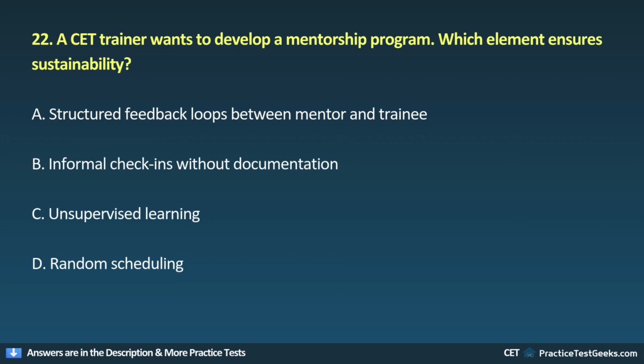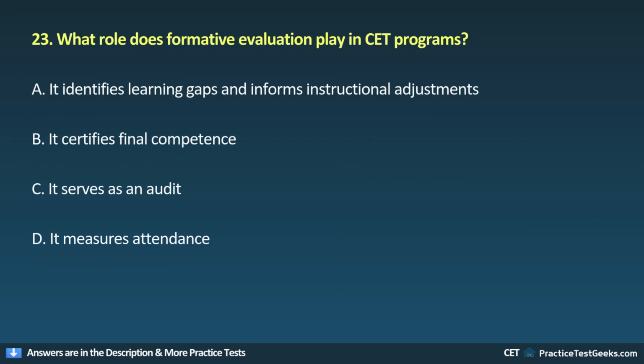Structured feedback loops between mentor and trainee. B. Informal check-ins without documentation. C. Unsupervised learning. D. Random scheduling. 23. What role does formative evaluation play in CET programs? A. It identifies learning gaps and informs instructional adjustments.